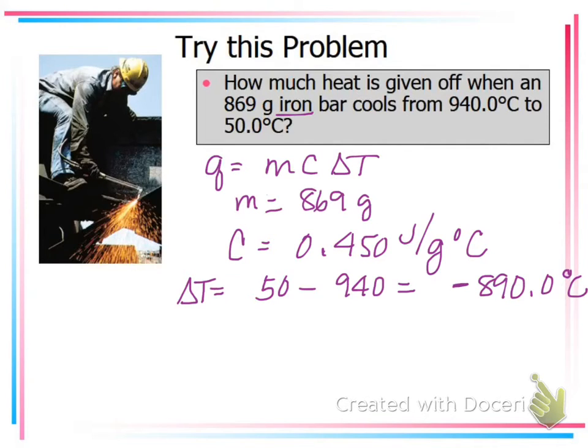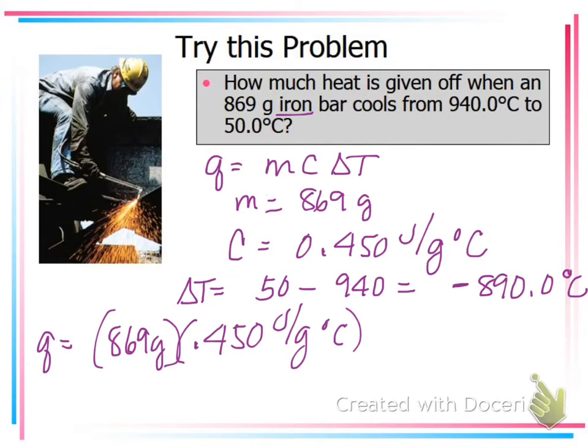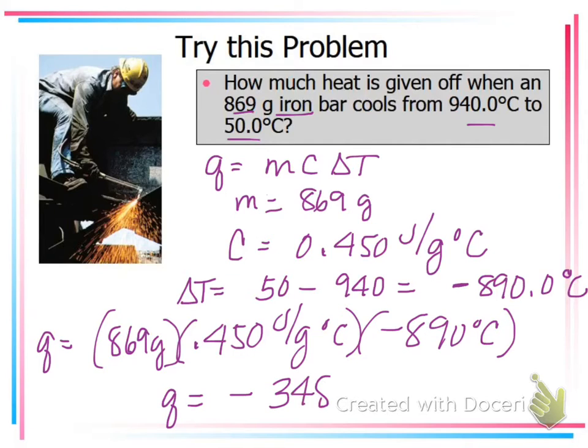Is that right? Yes. So now it's plug and chug. 869 grams, 0.45 joules per gram degree C, and then negative 890 degrees C. So Q is going to be equal to a negative, we need 3 significant figures, 348,000. All of these have 3. I think it's 348,000. Yes. Is that what y'all got? And that is joules as my answer.